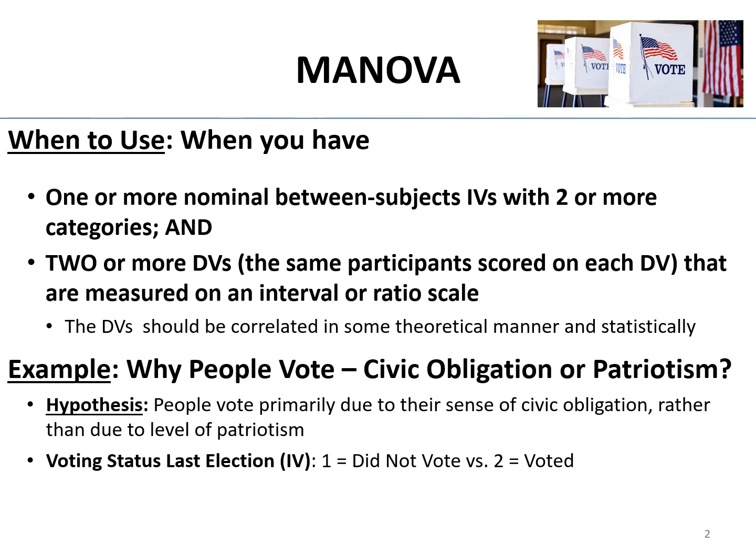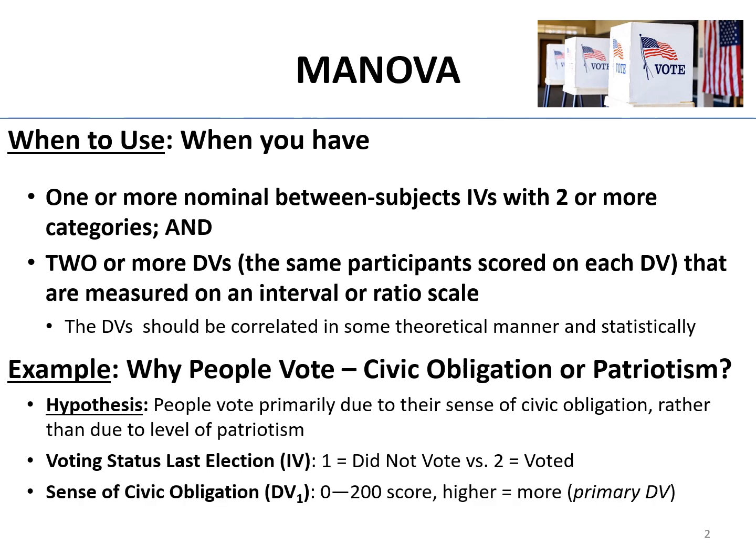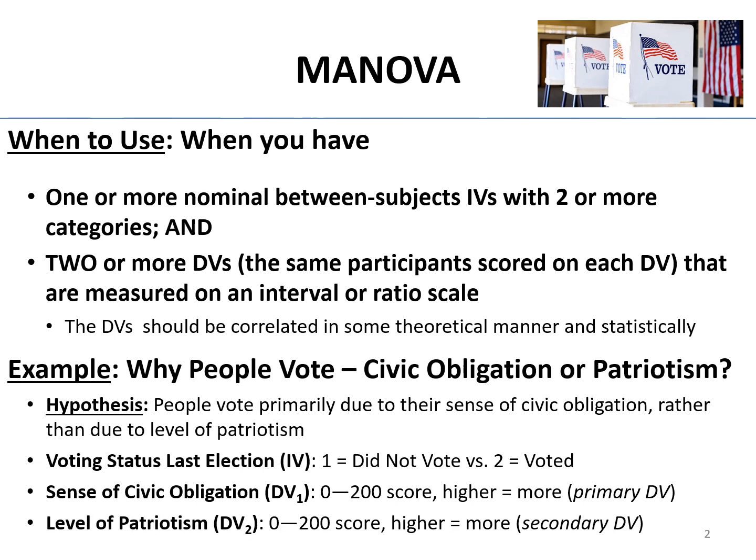So we've got an independent variable, that is your voting status in the last election. Here we've coded as 1 did not vote, 2 voted. Then we measured these folks on sense of civic obligation. It's a 0 to 200 score. Higher is more sense of civic obligation, and that is our primary DV according to this hypothesis. Why? Because we're saying it's that one, not the other one, that primarily drives their voting behavior. Here's the other one. Their second DV is level of patriotism. Again, 0 to 200, higher is more patriotism.